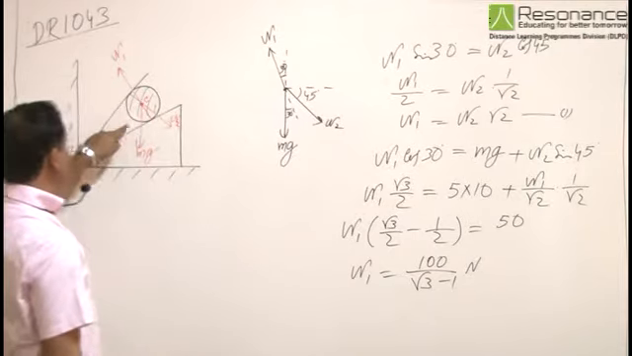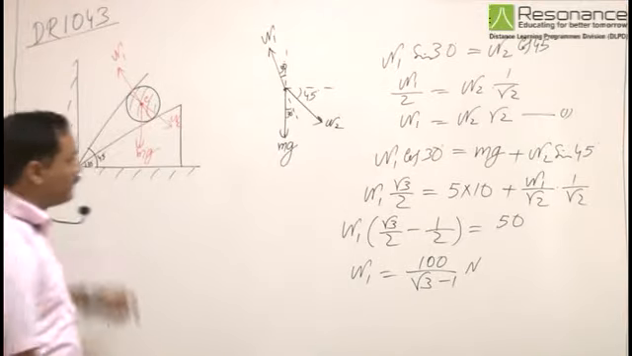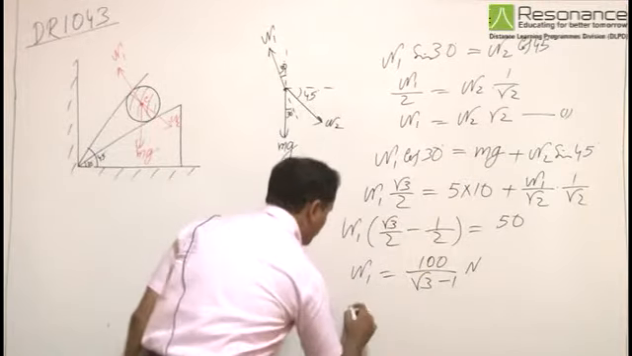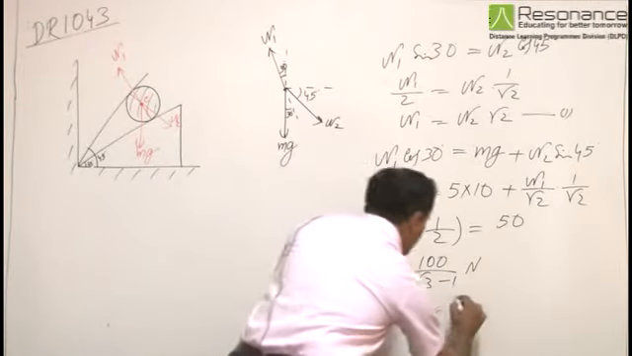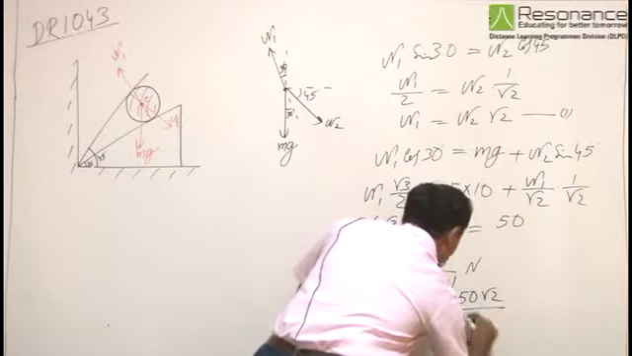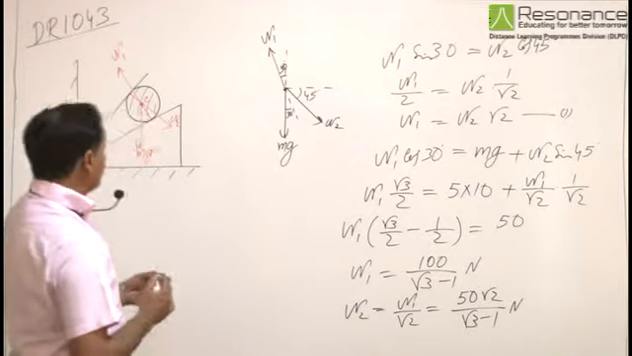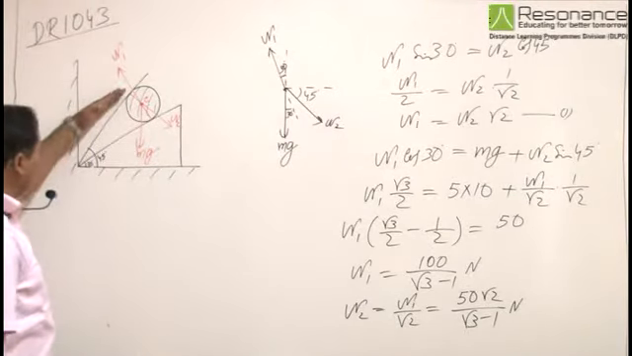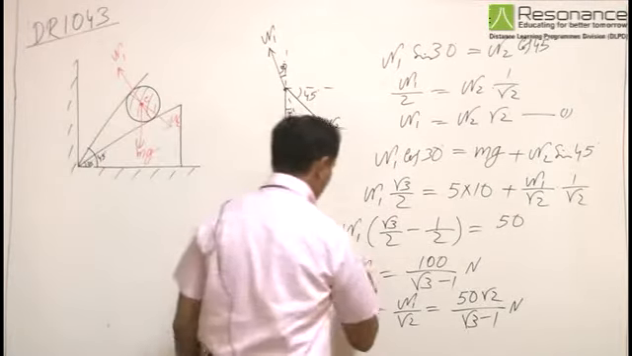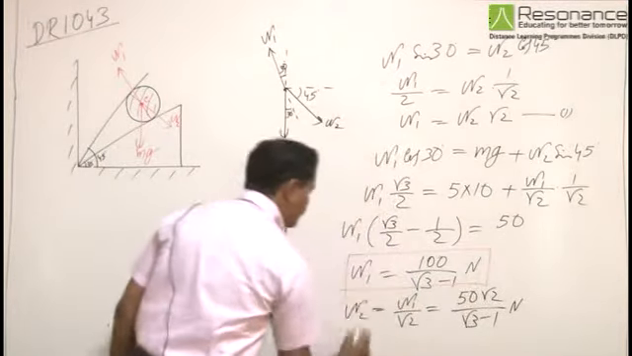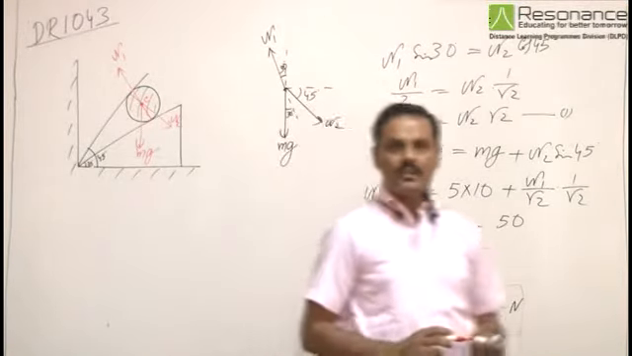This is the normal reaction exerted by the inclined plane having inclination 30 degree. And from here we can find N2. N2 is N1 by root 2, that is equal to 50 root 2 by root 3 minus 1 Newton. This is the normal reaction exerted by the plane having inclination 45 degree. So the correct answers are 100 upon root 3 minus 1 and 50 root 2 upon root 3 minus 1 respectively.